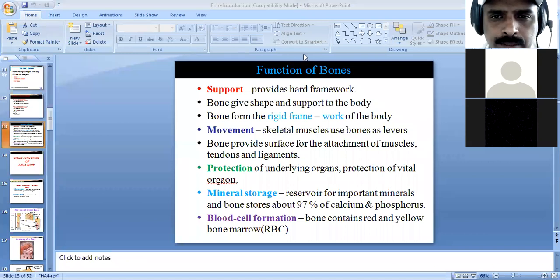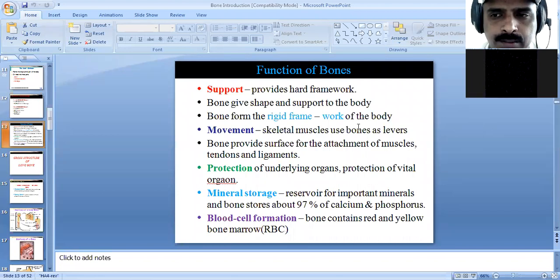Third, the bone forms the rigid framework of the body. That is the skeleton we call it, and the rigid framework formed is what we call bone, which maintains the total human body shape. It also helps with movements, because these bones give attachment to the muscles. Those are the skeletal muscles, and bones act as levers. Bone provides surface area for the attachment of muscles, tendons, and ligaments.